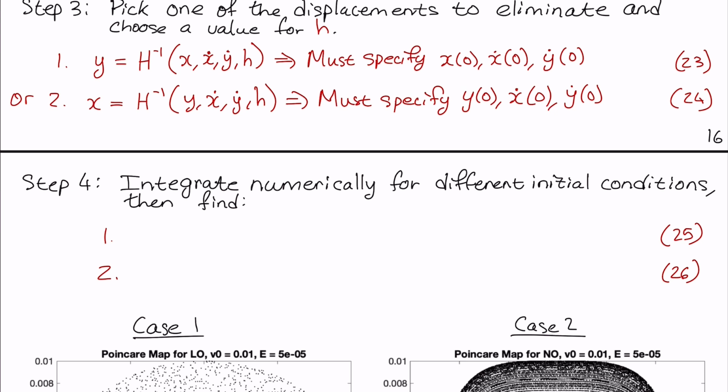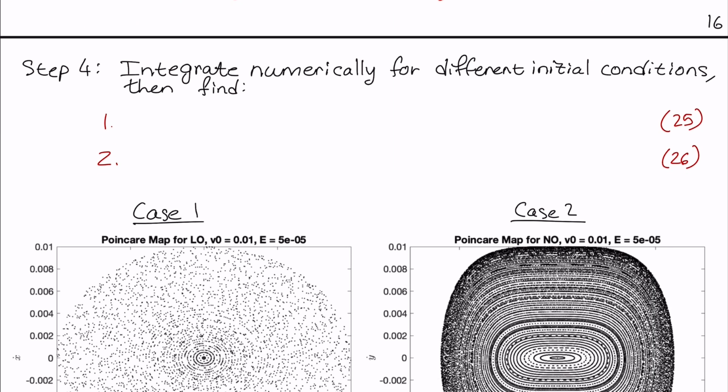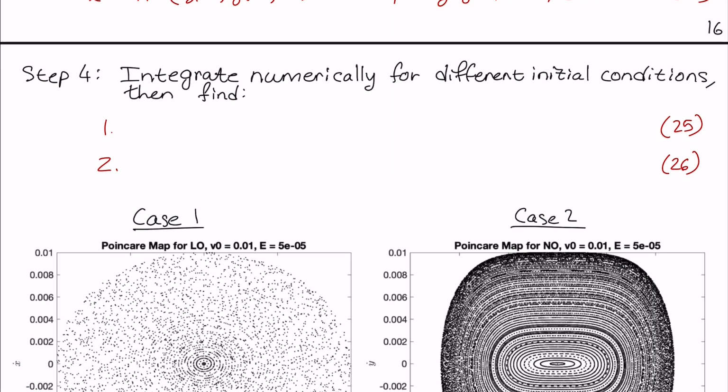So from here, after selecting our initial conditions, we are going to integrate numerically for different sets of initial conditions. And then in case 1, we're going to find the values of x and x dot at times when y is equal to 0 and y dot is greater than 0.